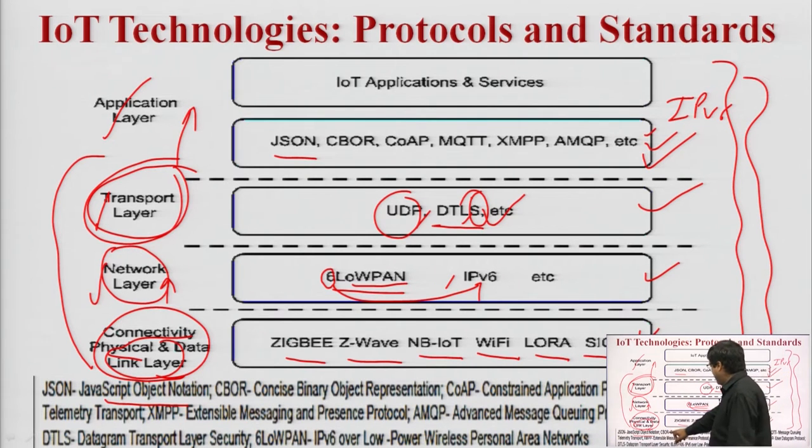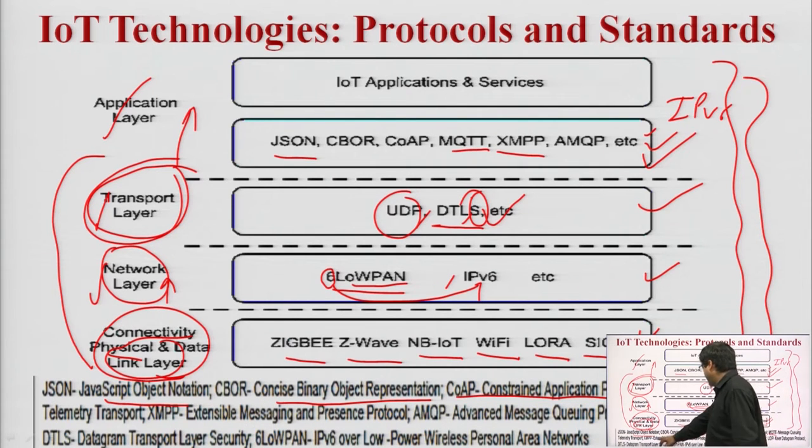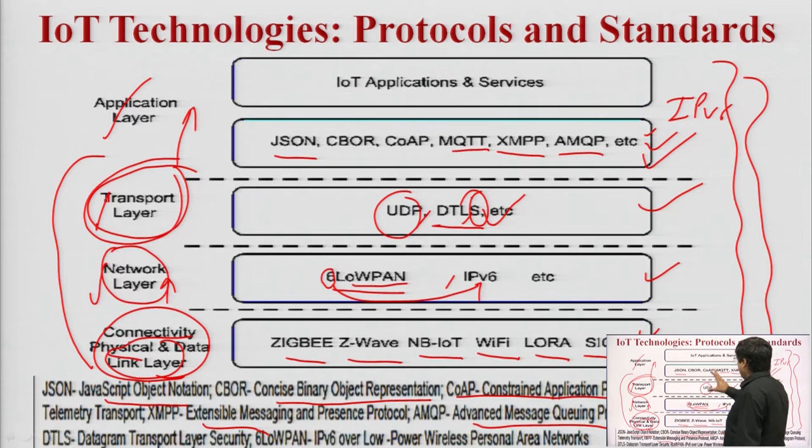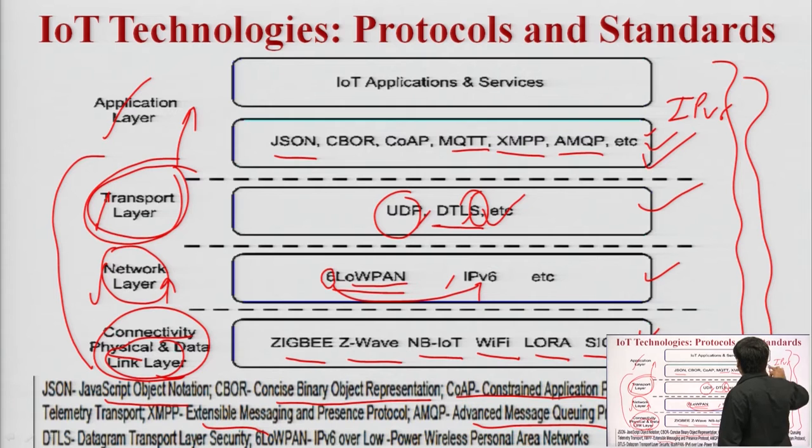CBOR means concise binary object representation. CoAP means constrained application protocol. MQTT means message queuing telemetry transport. XMPP means extensible messaging and presence protocol. AMQP, advanced message queuing protocol. So we are talking about the basics. We will not cover them in much detail. So these are the protocols.